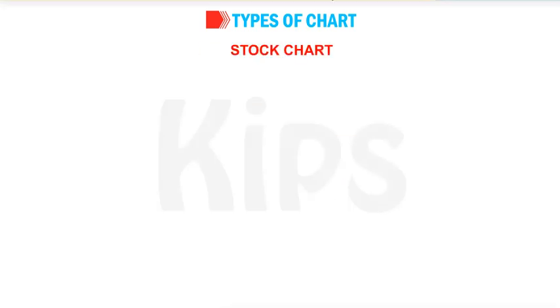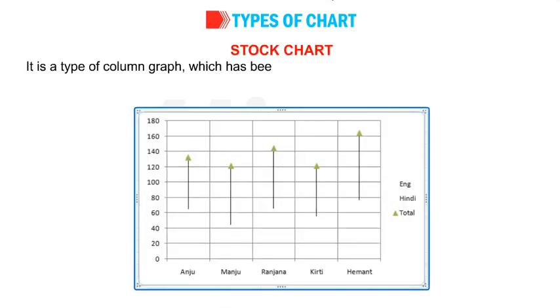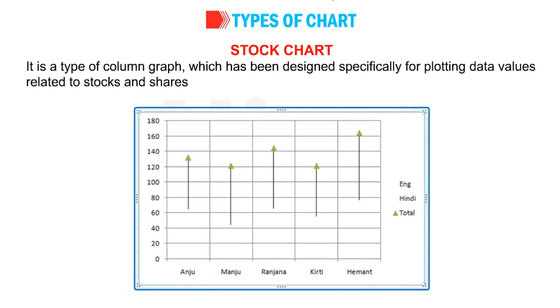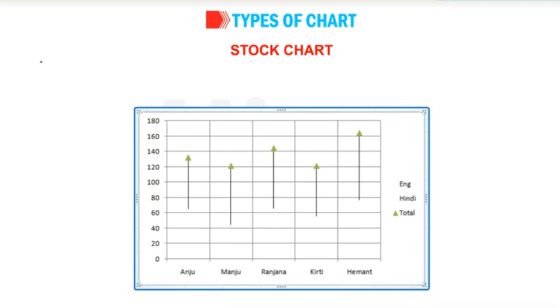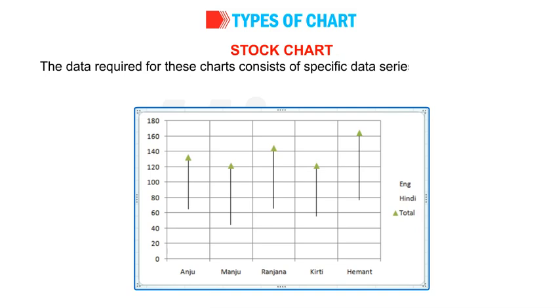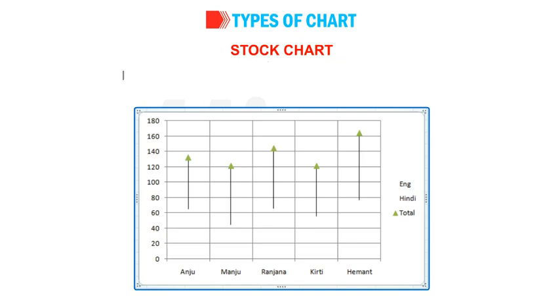Stock chart. It is a type of column graph which has been designed specifically for plotting data values related to stocks and shares or fluctuation of daily or annual temperature. The data required for these charts consists of specific data series like opening price, closing price, and high and low prices. In this type of chart, the x-axis represents a time series.